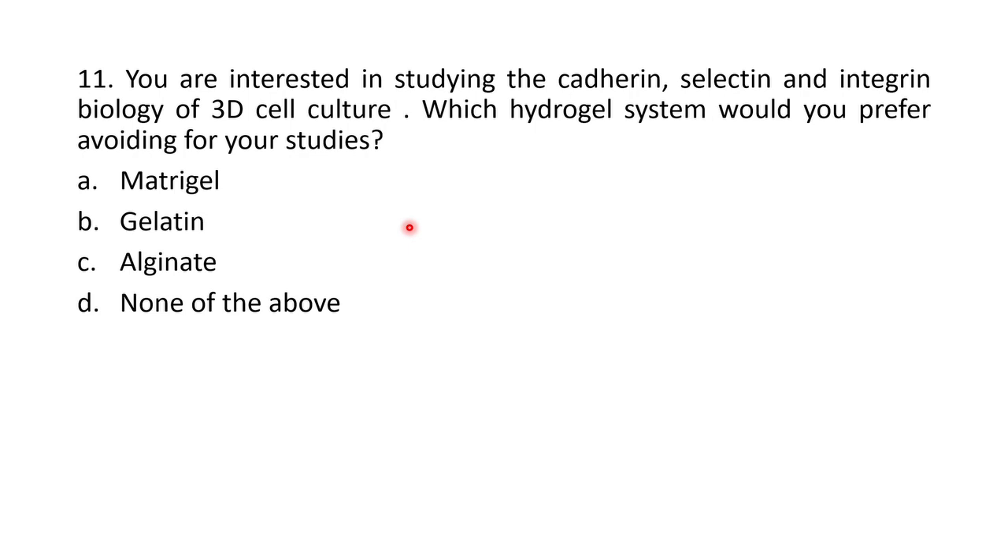Can anyone answer? Is it alginate? Yeah, correct. It's alginate. Alginate is a polysaccharide that is usually avoided if you want to study cell-cell interaction, because one main reason is that alginate is very hydrophilic. Because of its highly hydrophilic nature, cells won't be able to attach on that surface.